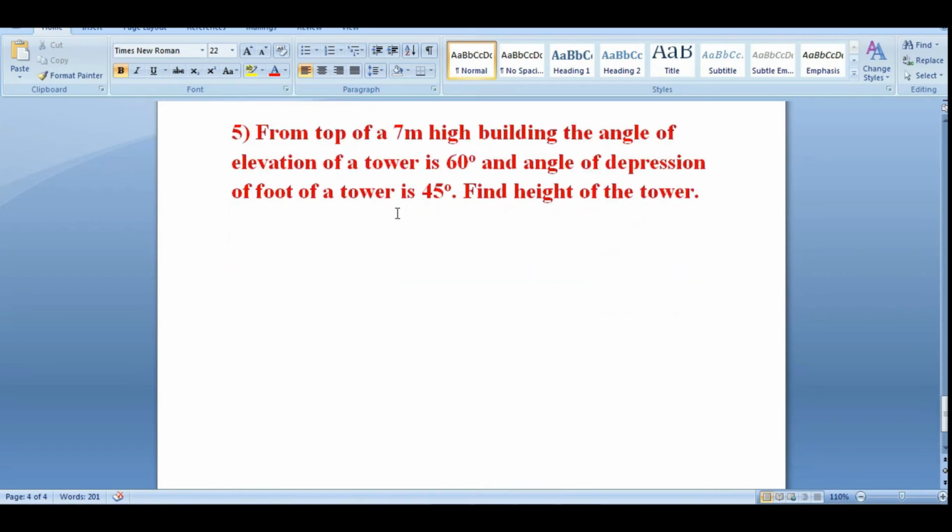It is given that from top of a 7-meter high building, the angle of elevation of top of a tower is 60 degree and angle of depression of the foot of the tower is 45 degree, and we have to find out the height of the tower. So it is given that the building is 7 meter high and the angle of elevation of a top is 60 degree while the angle of depression of its foot is 45 degree, and we have to find the height of the tower.